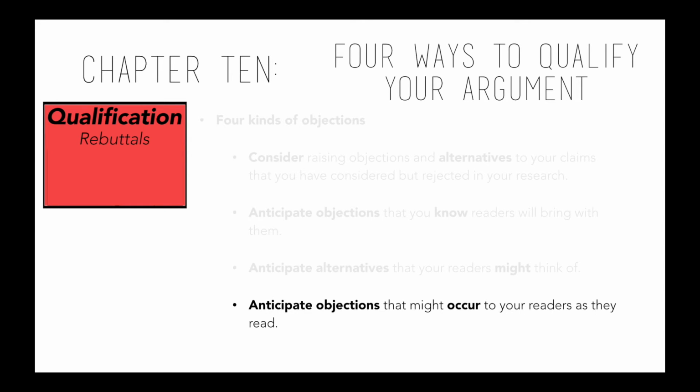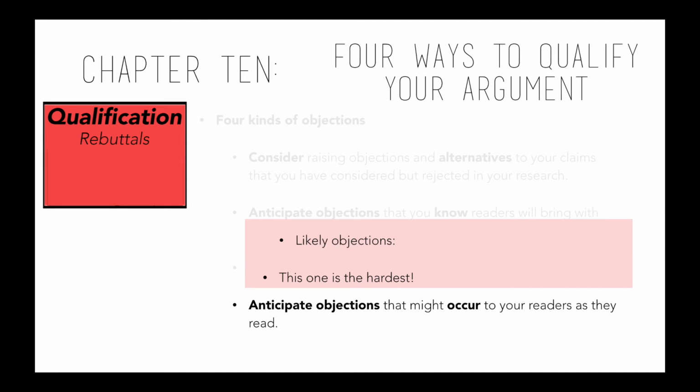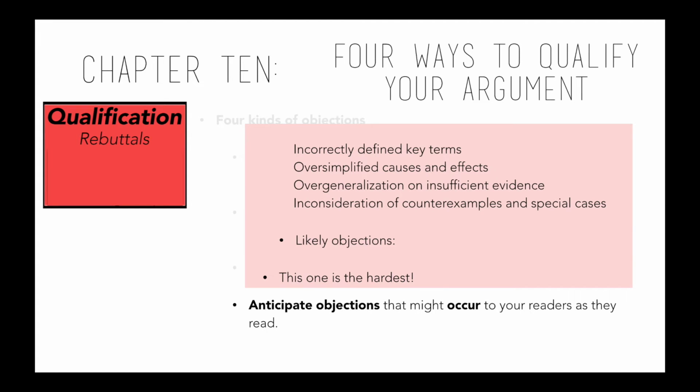4. Anticipate objections that might occur to your readers as they read. These objections are the hardest to anticipate out of the four types discussed so far. Perhaps readers may think that your evidence isn't solid, or that you stretch logic. If you don't anticipate these objections, you will seem ignorant of the limits of your argument, excluding disagreements on fact and accuracy of evidence. Readers are most likely to object on these grounds.